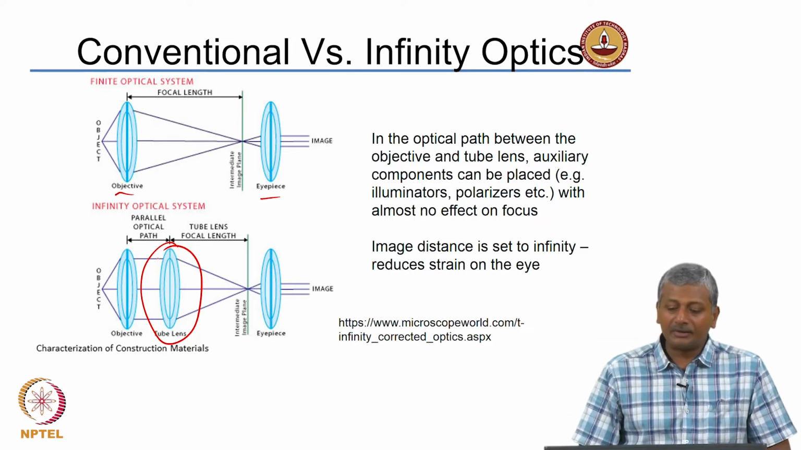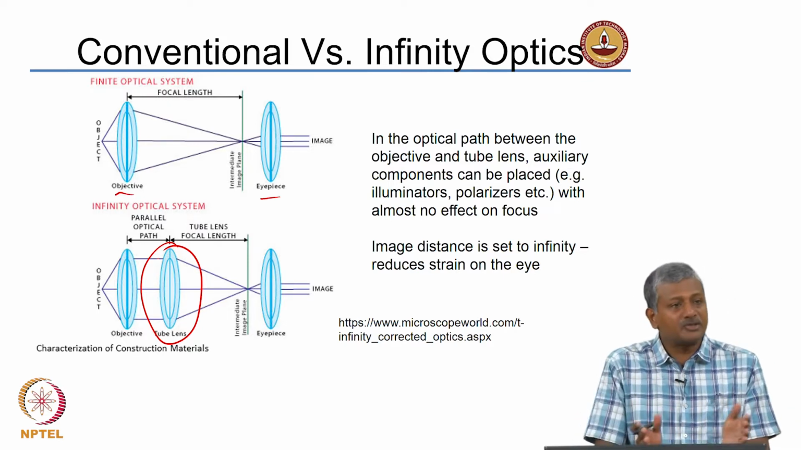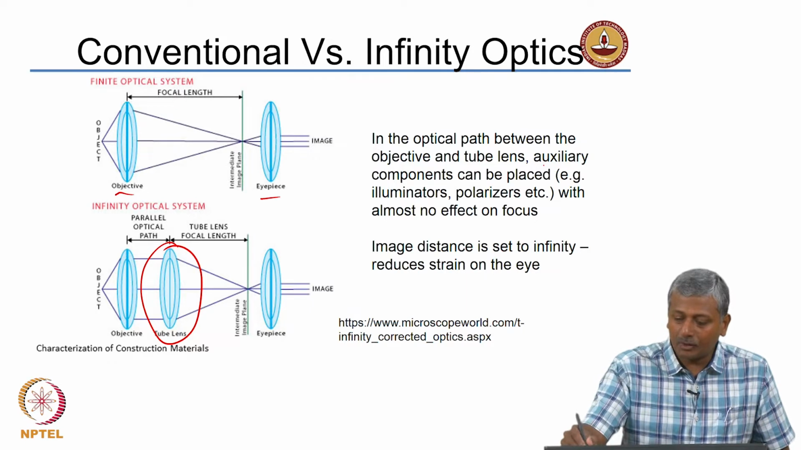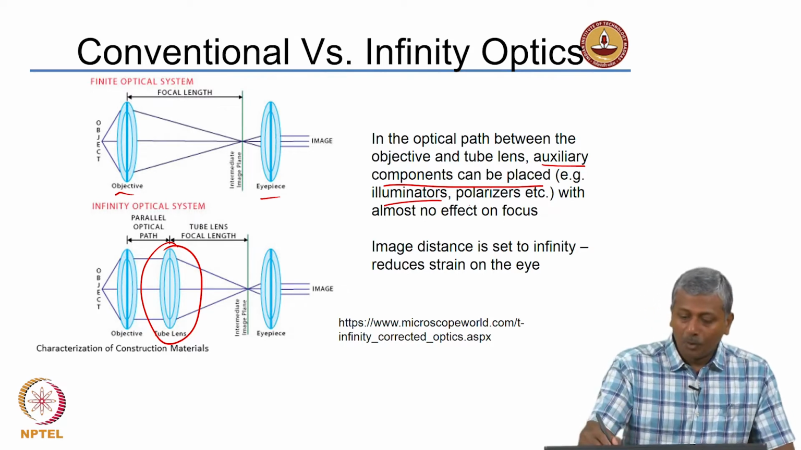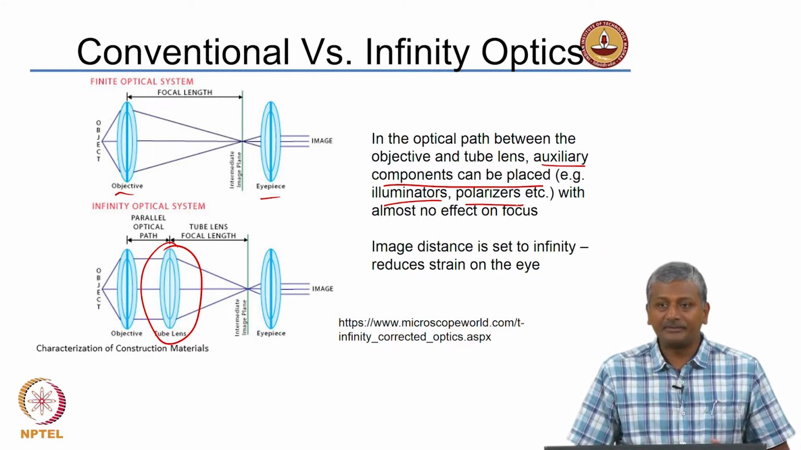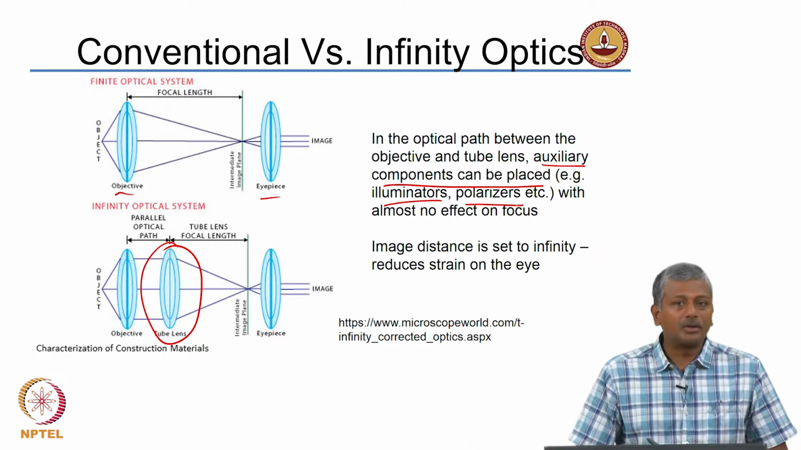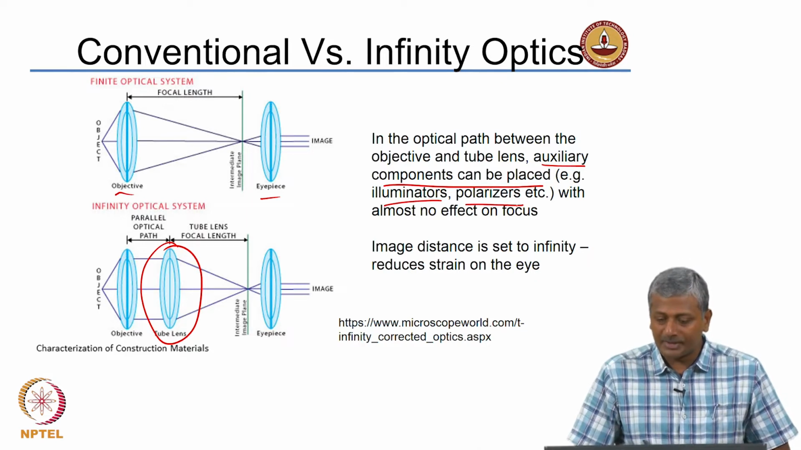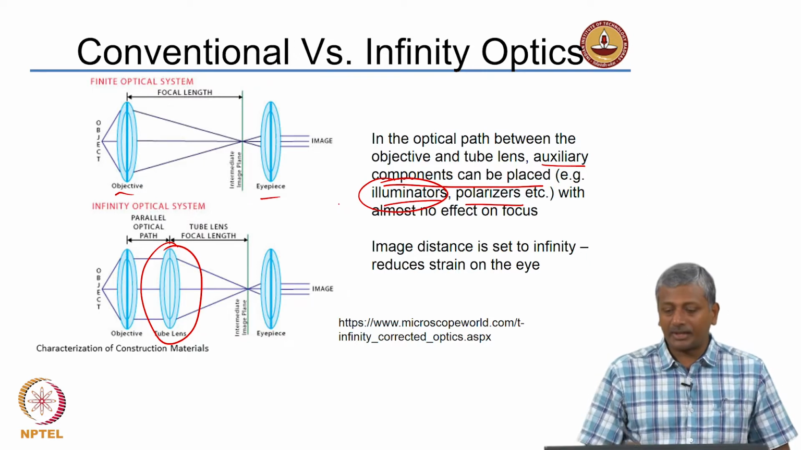Okay. The advantage of this tube length, or this flexible tube system, is that you can also place auxiliary components like illuminators, which can give additional light, or polarizers. So, in the path between the objective and the eyepiece lens, or in the tube path, you can actually place additional components, right. That is the advantage of having this kind of modern microscope system, which has this tube inside, where you can place illuminators providing additional light, or polarizers.